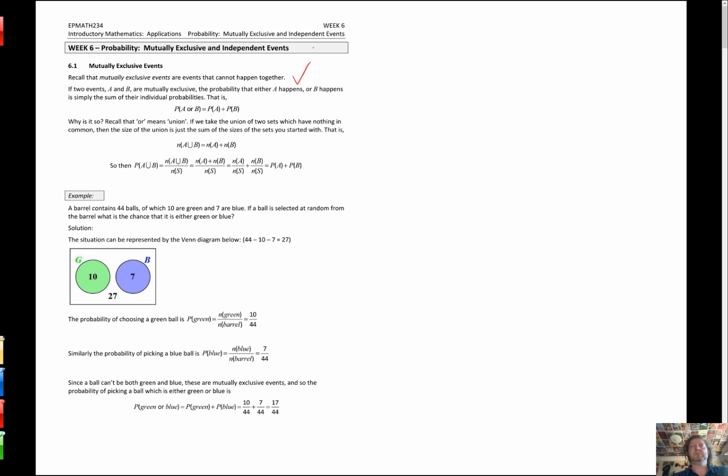So let's look at a really simple example, tossing a coin. And the events I'm going to talk about are I could get a head or I could get a tail. Can I get a head and a tail? No, they're mutually exclusive events. They're probably getting a head, probably getting a tail.